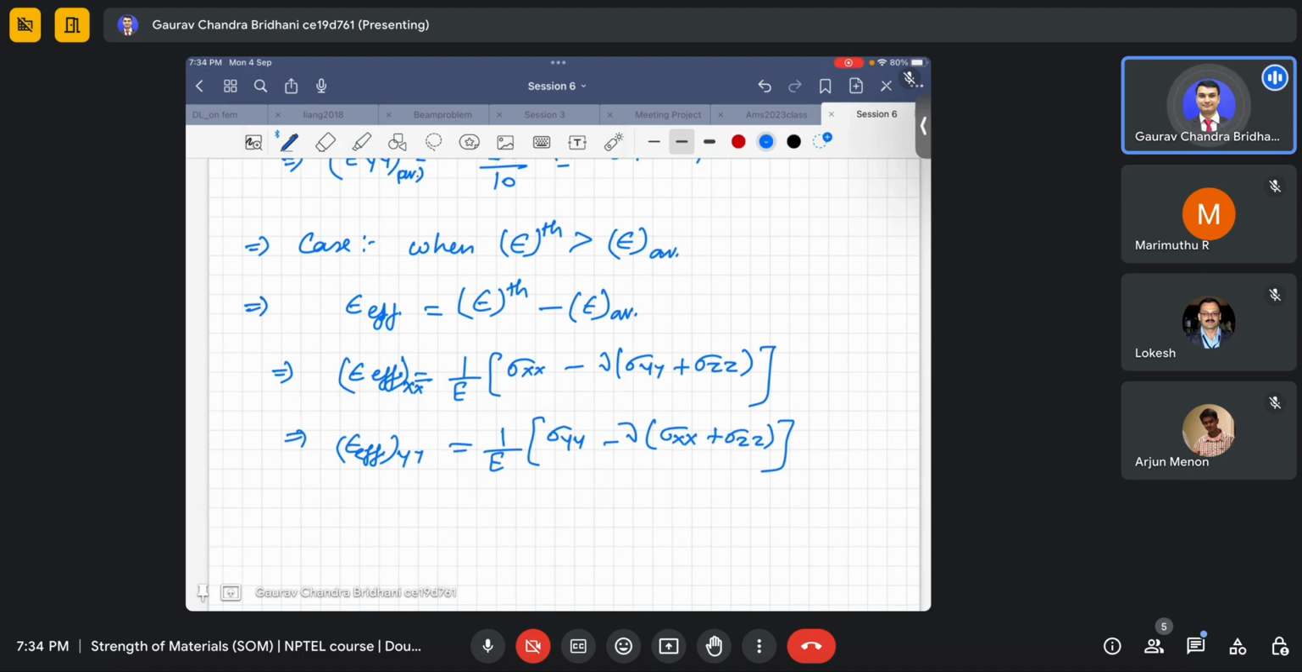So we have two equations. We will know the left hand side parts, this and this. We have two equations and two unknowns, and we know E and mu. We can find sigma xx and sigma yy. So that's how we can find the value. I hope you understood this one.